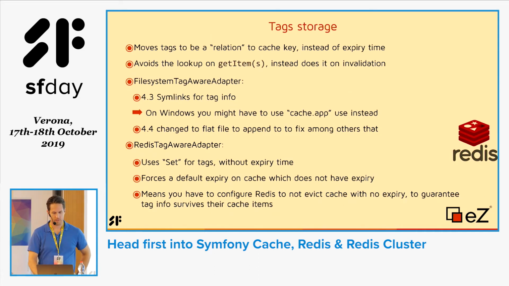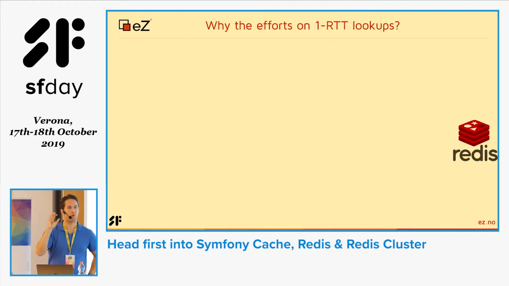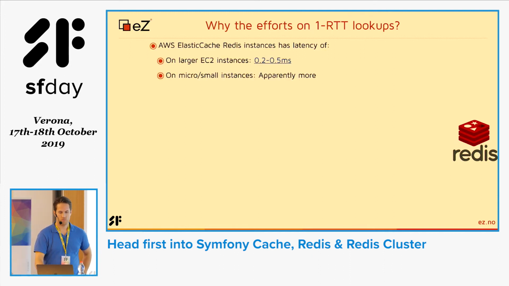So why the effort on this? Why are we trying to do one round trip to the backend to get the data? So a bit of background to this. For instance, if you run Amazon, you run Elastic Cache, there is notable latency when you need to go to another server. And in Amazon case, it's definitely on another server. Even if you have a cluster, you would most likely have also another server if you set up your own cluster. So in best case scenario, you have a latency of 0.2, 0.5. On micro small instance, I heard a lot higher numbers, but that might be a special case.